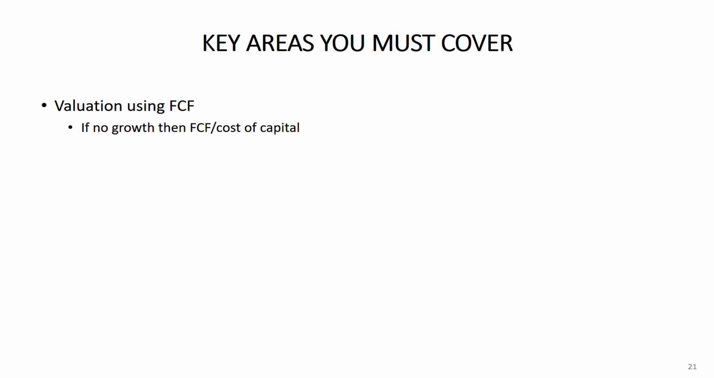If no growth, then FCF divided by cost of capital. This you have to know. What happens when there's a growth? What happens when there's no growth? So if there's no growth, just divide by cost of capital. But if there's a growth, multiply by the growth rate and divide by K minus G. K is your cost of capital, G is your growth. Terminal values need to be discounted.